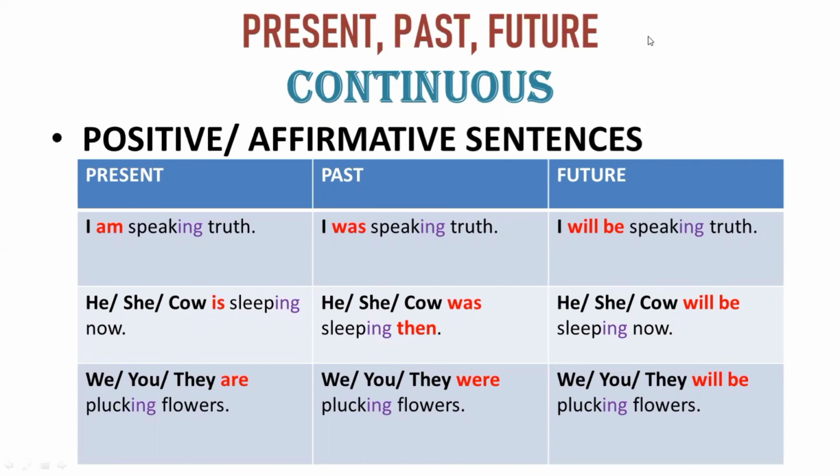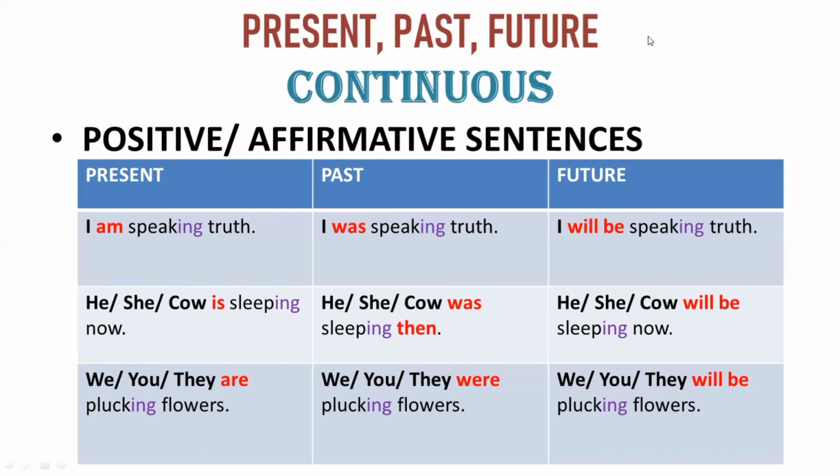Then with first form of verb, we use ing form to form our sentence in continuous, which is also called present participle. So the first sentence becomes, I am speaking truth. Second one, he is sleeping now. And third one, you, they, we are plucking flowers.